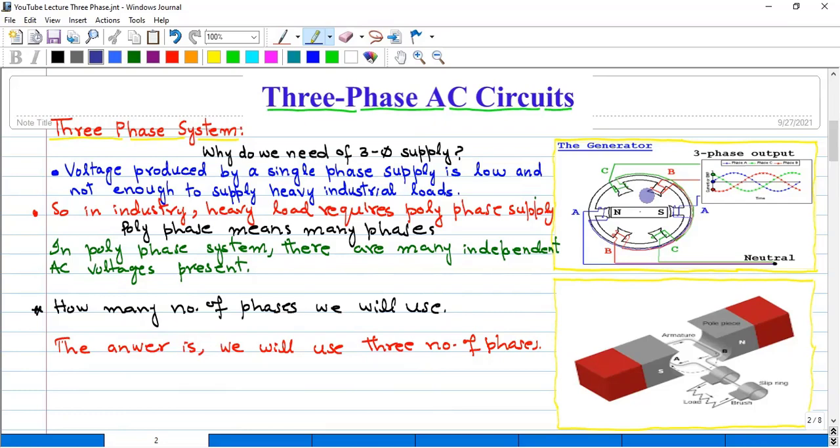To provide the power to heavy industrial load, we require high voltage and high power. So in this case, we use polyphase power system. In case of polyphase, how many number of phases will we use? We will use three number of phases. In case of three phases, the power is always constant because the sum of all the voltages is equal to 0 and the sum of all three phase currents is also equal to 0. Regarding the voltage and current we will discuss later on. So this is the answer of the question, why do we need three-phase power supply?